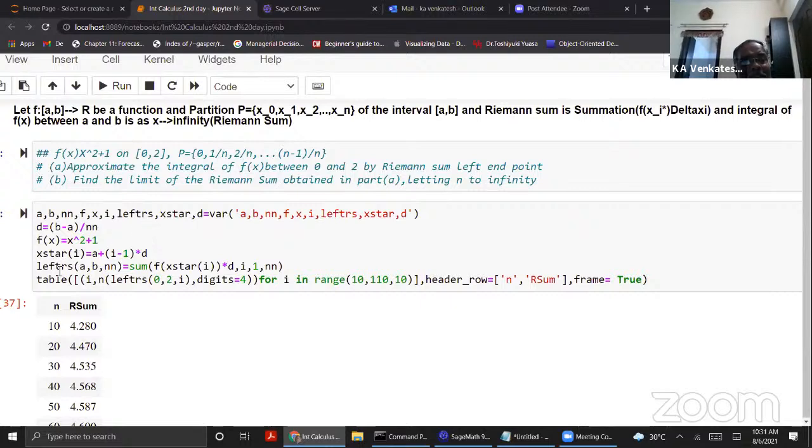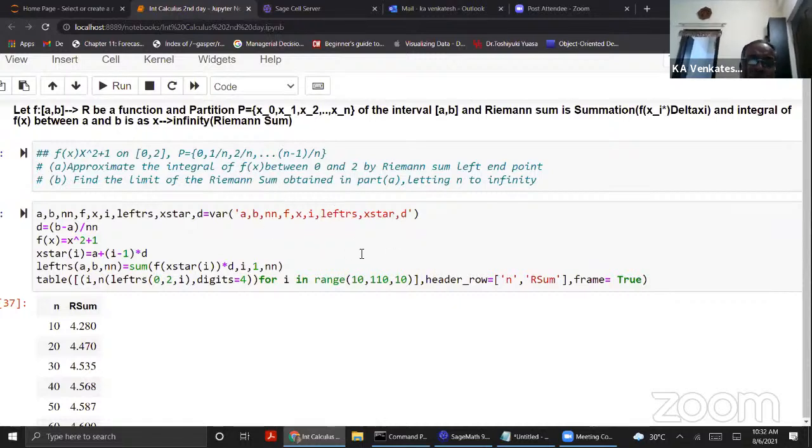Now the Riemann sum is required. What is the Riemann sum? It is the sum of f of x star i times d, for i from 1 to n, and these are the subintervals we are going to talk about. Once you say this, it is going to become a form of table. The extra part I used is that I want the header row to be n and the row sum. So a table will come. What value is it going to get? That is the only difference I used.